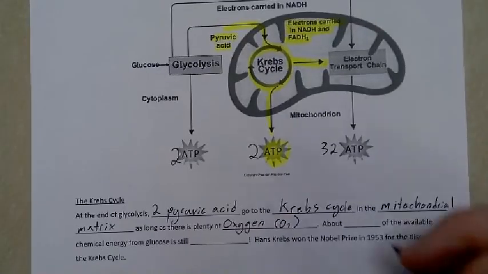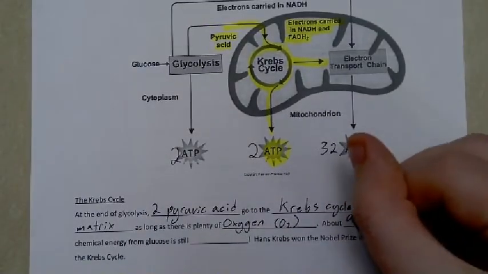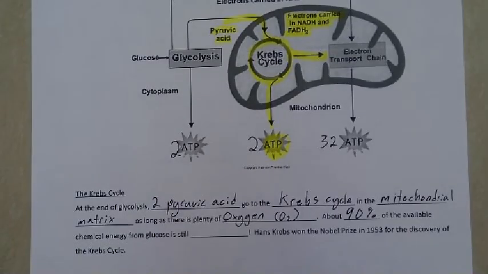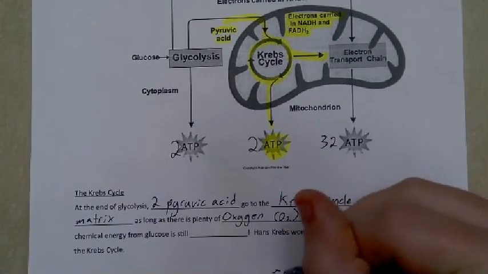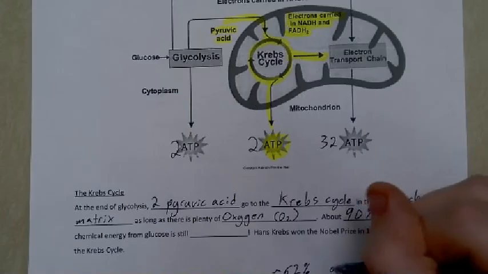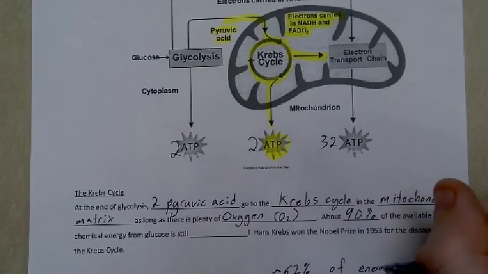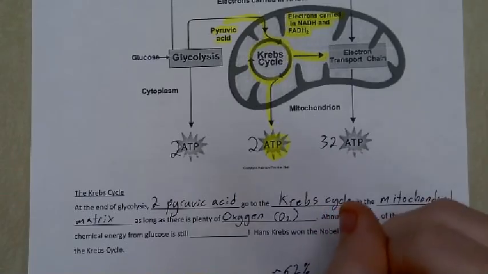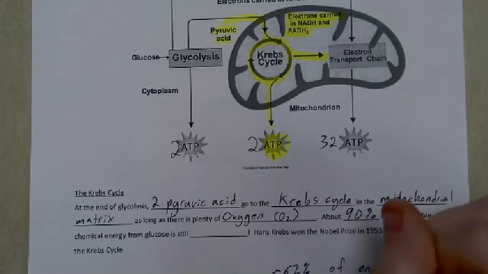What we're going to see is that pyruvic acid, pyruvate, still has about 90% of its available chemical energy, right? As we go through cellular respiration, most of the energy, roughly 62% of the energy, is going to be lost in the form of heat, right? I'm going to write that down. Around 62% of our energy in cellular respiration is lost as heat.